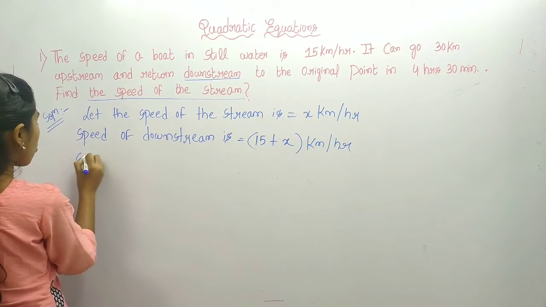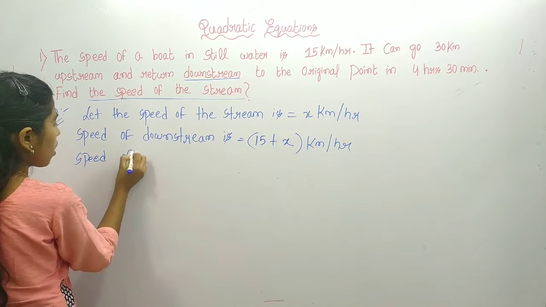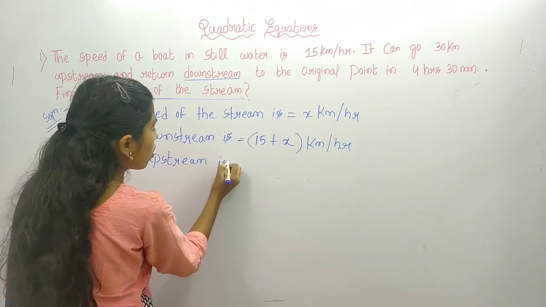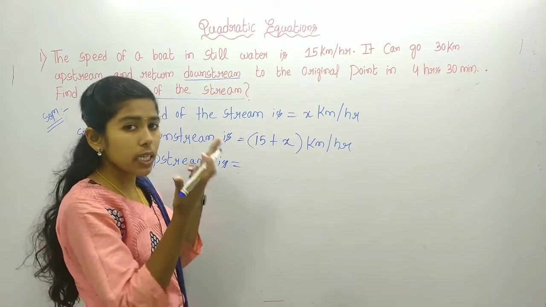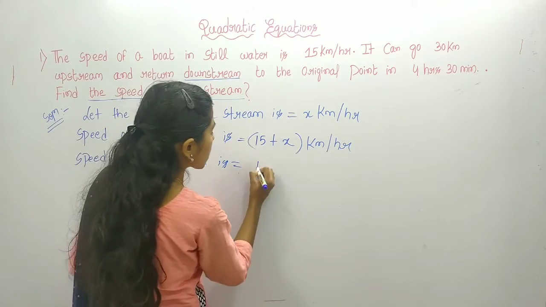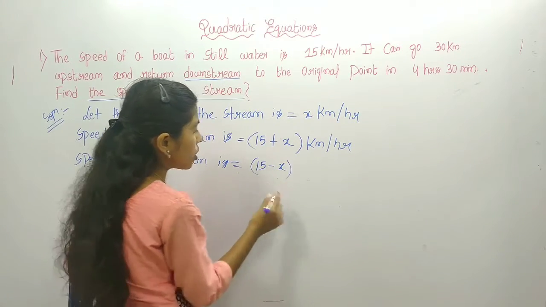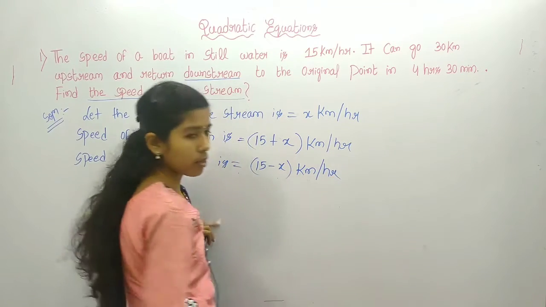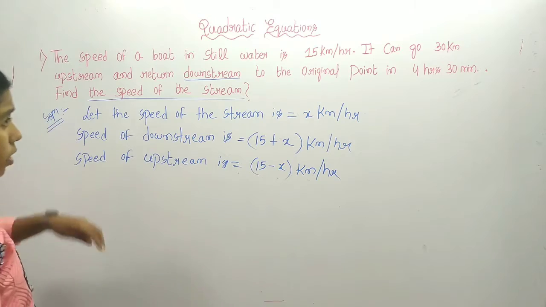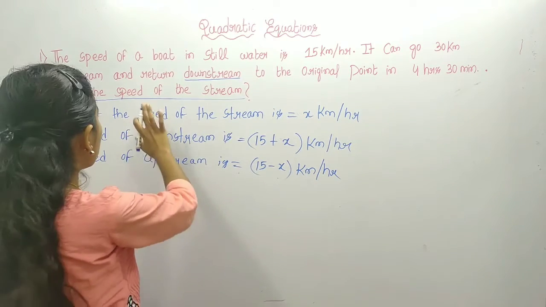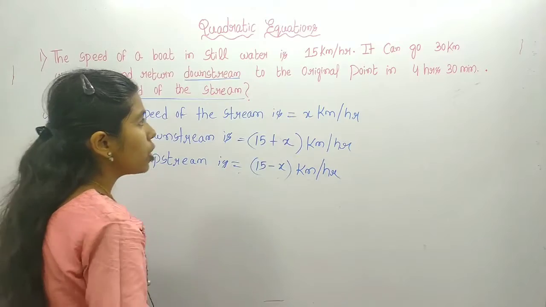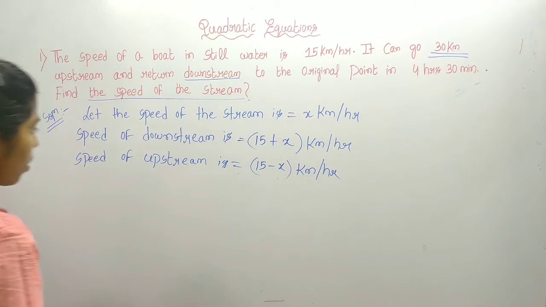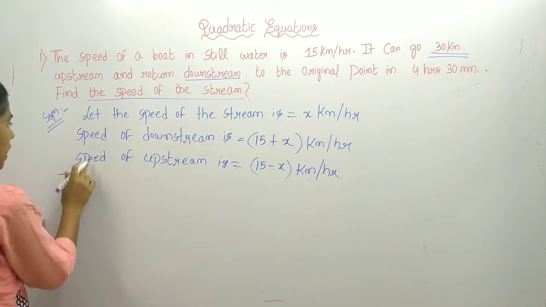Now if it goes upward, the speed of upstream is equal to, the speed will decrease now. Decrease means minus, that means 15 minus x, 15 minus x kilometer per hour. Now, it can go 30 kilometer upstream and return downstream. So here your distance is 30 kilometer.